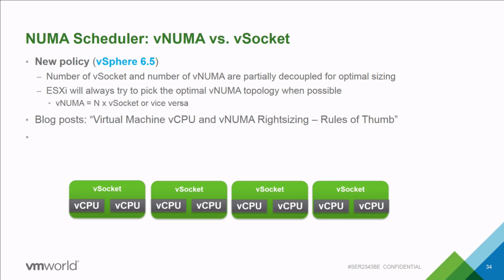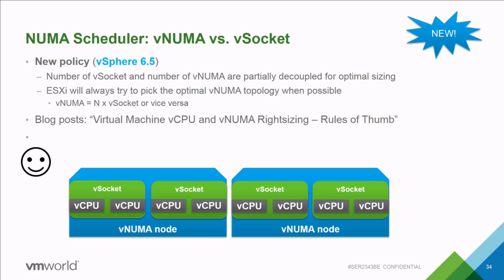Basically, we partially decouple the virtual socket size and the virtual NUMA node size. So a virtual NUMA node size now can be a multiple of virtual socket size. For example, in this case, virtual socket size is 2, but for the virtual NUMA node size, we combine 2 virtual sockets into 1 virtual NUMA node to better match the hardware CPU topology. And certainly in another extreme case, if you configure the virtual socket to be too big, we will split the virtual socket into multiple smaller pieces. Each one is a virtual NUMA node.